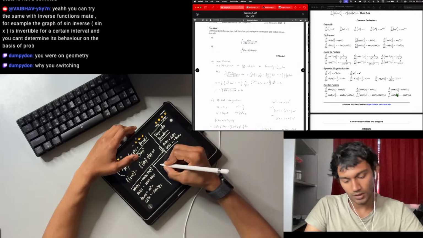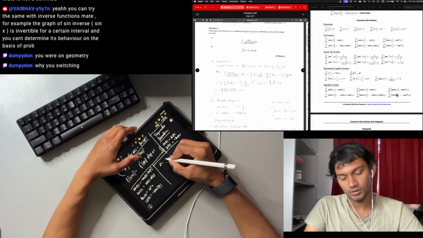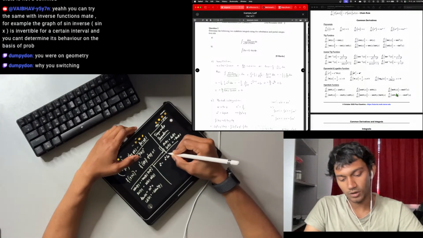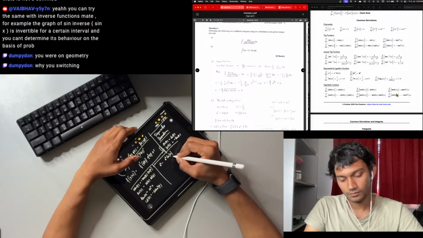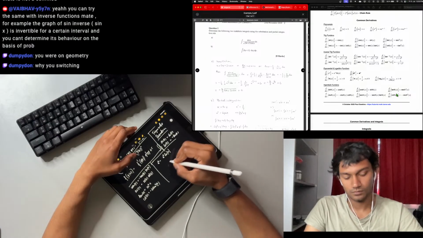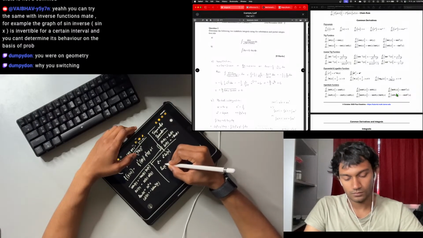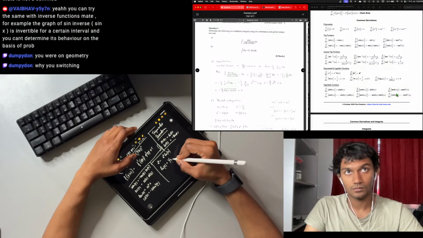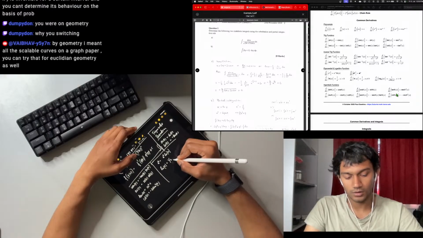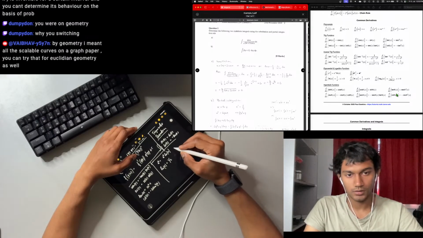Exponential. A raised to x equals a raised to x natural log of a. Natural log of x is 1 by x.